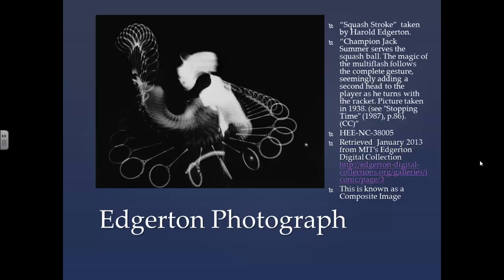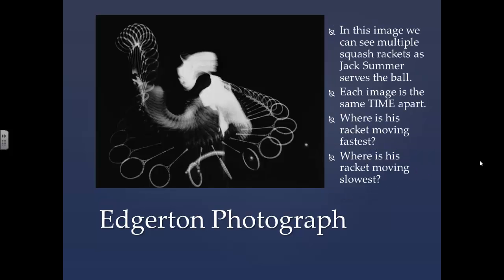This is a picture by Harold Edgerton called Squash Stroke. This is known as a composite image because you can see many different images of the squash racket in one picture. In this image, we can see multiple squash rackets as Jack Summer serves the ball. Each image is the same time apart.